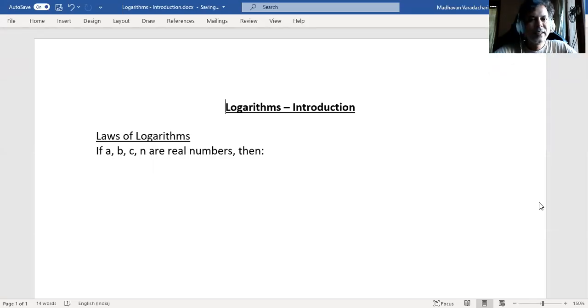Hello everyone. In this video, we'll talk about logarithms and its introduction. Primarily in logarithms, we'll be studying the different laws of logarithms, or different properties of logarithms.